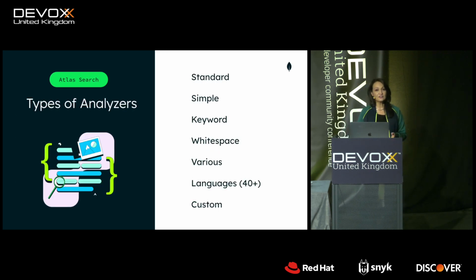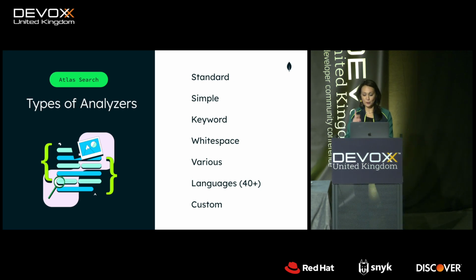We have lots of different analyzers that you can use: standard, simple, keyword, whitespace, etc. We have over 40 different languages, English, Korean, Japanese, whatever you need. And then you could also do custom analyzers, so you can tokenize your data as you wish. There's lots of flexibility there. Now, it's really important. Each of these is going to cut up your data, tokenize your data in different ways. And it's really important to use the right analyzer because it's important to get the terms right.